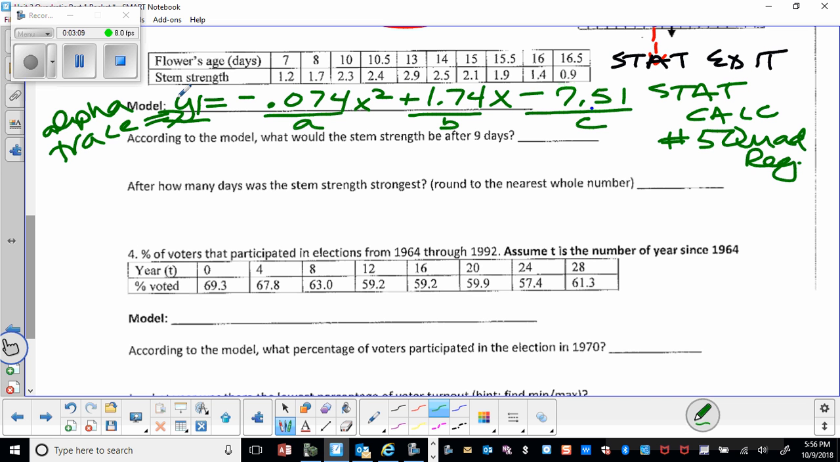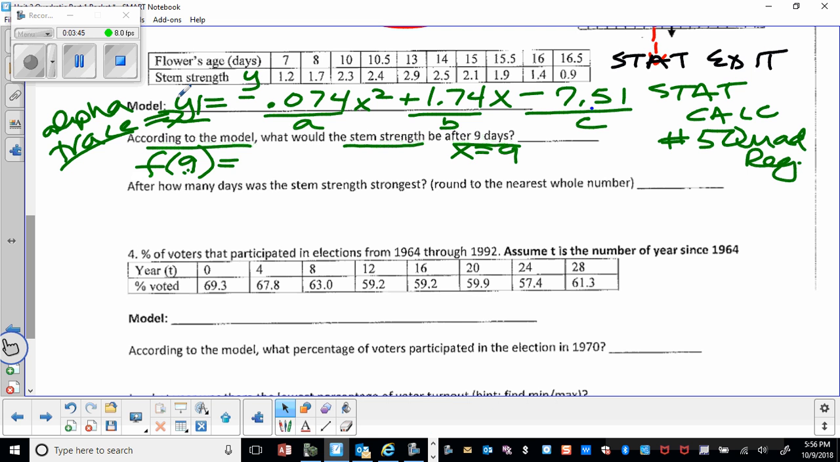All right, so now we want to see what, according to the model, what's going to be the stem strength. Okay, well, it's asking for, this was my y, right? It's asking for y, and it says you've got 9 days. So x equals 9, all right? So what I want is to know, it's like f of 9. 9 is going into this equation. So I'm going to do alpha trace to get my Y1, and I'm going to put 9 in there.